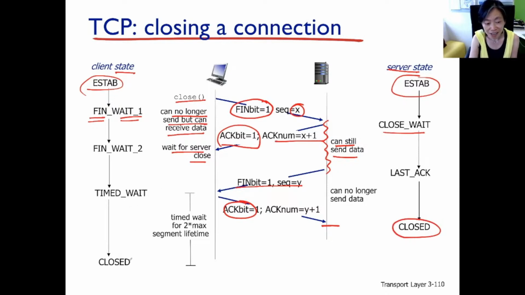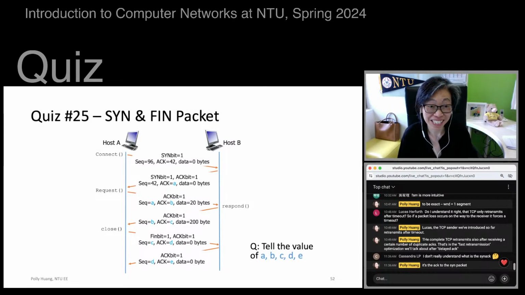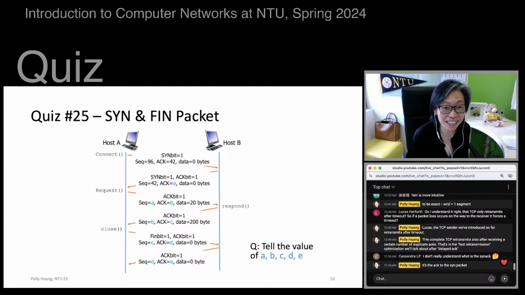But the client here needs to wait 2 maximum segment lifetimes before it can really close. And this maximum segment lifetime is usually 60 seconds long. Can you guess why the client needs to stay so long until it can really close the connection? I'll let you ponder why the client needs to stay so long until finally closing the connection.